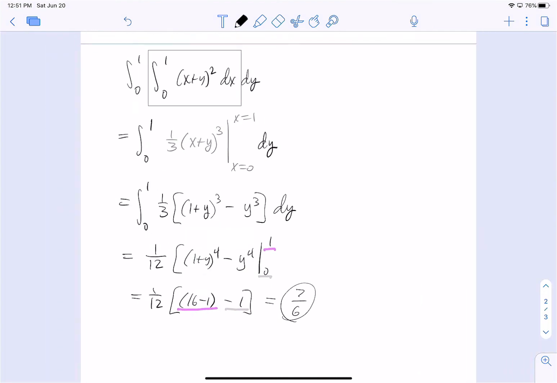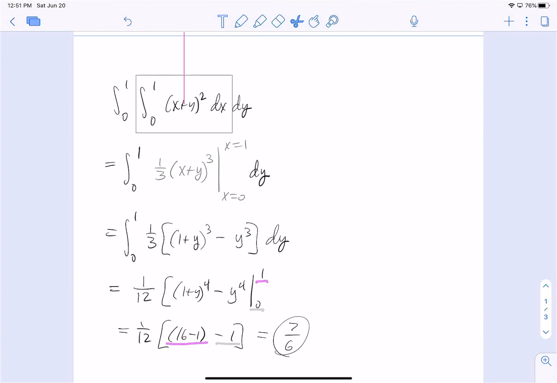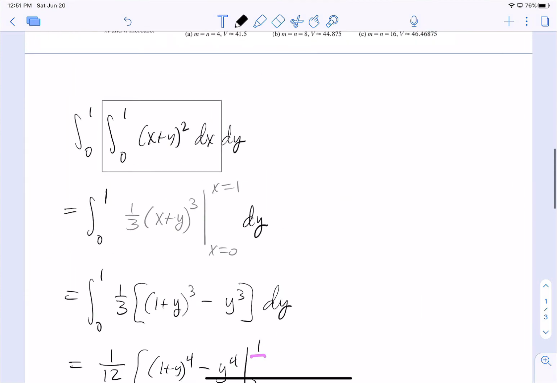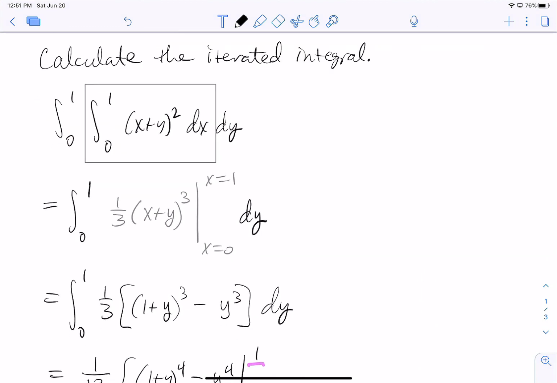Now, I neglected to write down the instructions at the outset of this exercise, so I'm going to do so now, mostly because I want to give you some vocabulary. The instructions for this exercise would be calculate the iterated integral. And we did it in iterations, right? We integrated with respect to x first, and then we integrated with respect to y.